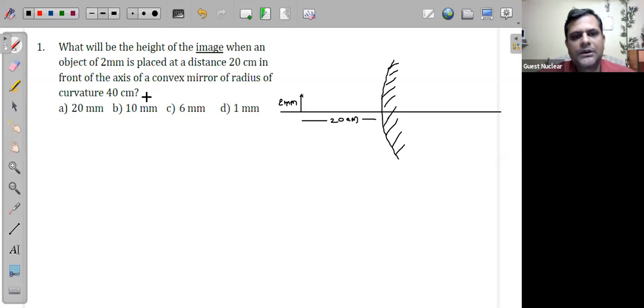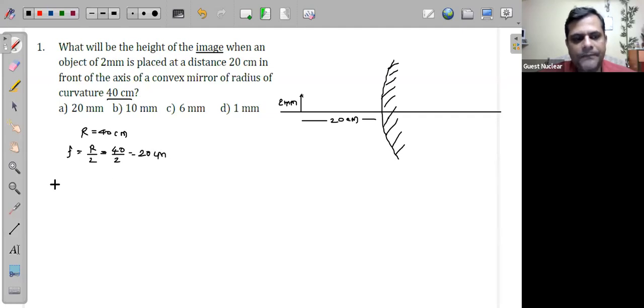Okay, now we want to find out the height of the image. Yes, height of image. So in order to do that, we'll have to use the formula, and it is given that the radius of curvature of this convex mirror is 40 centimeter. So since radius of curvature is 40 centimeter, we already know that in case of a mirror, the focal length of the mirror is always going to be r/2, right? तो ये r/2 यहाँ पे हमको मिल जाएगा, और 40 को अगर 2 से डिवाइड करेंगे तो सिंपली हमको 20 मिल जाएगा. So this 20 centimeter is going to be actually the focal length of the convex mirror.